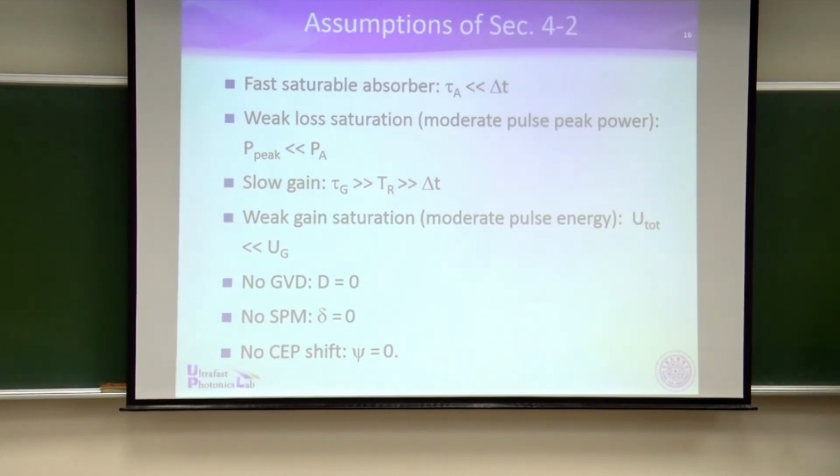We also assume the gain saturation is also weak. So your pulse energy can only be moderate, or U total is much smaller than U G. U G is the saturation energy of the gain medium. Do you still remember the definition of U G? When your pulse energy equals U G, what happens?